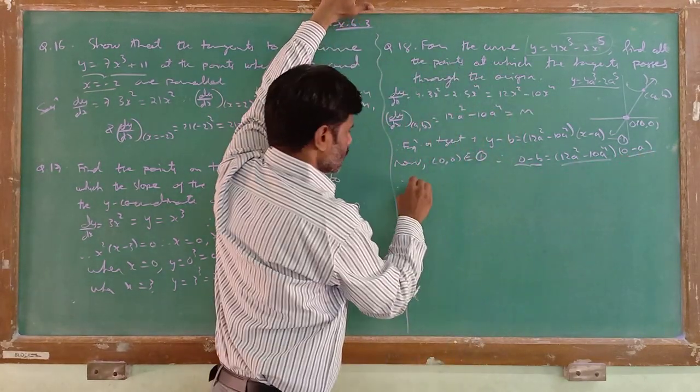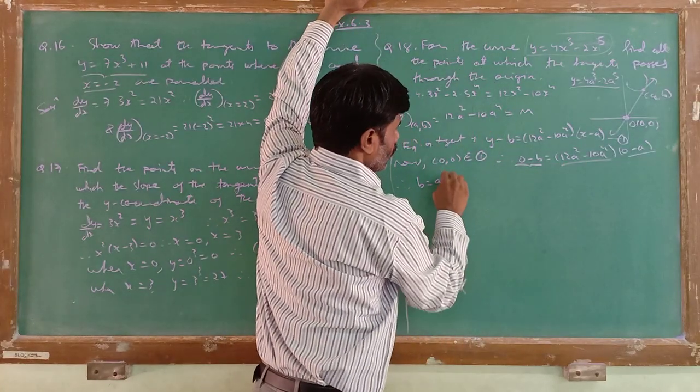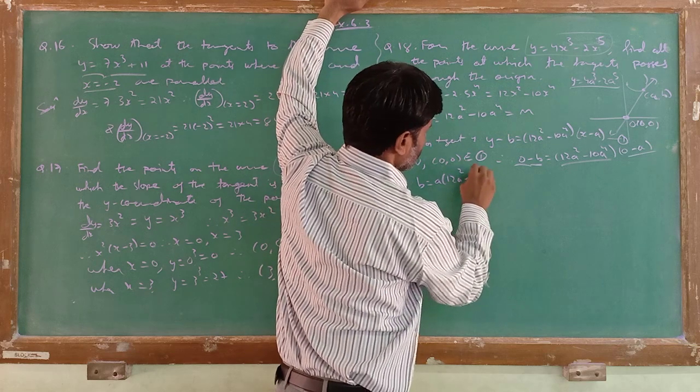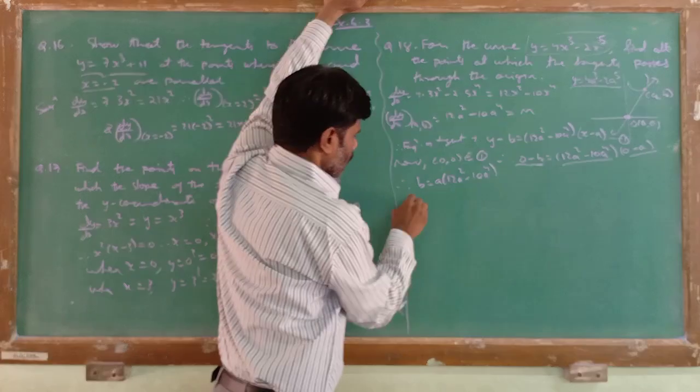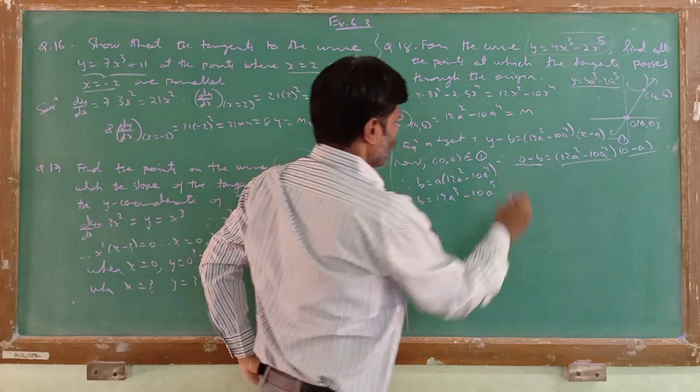So minus minus will get cancelled. So b is equal to a into 12a square minus 10a raised to 4. So therefore b is equal to 12a cube minus 10a raised to 5.